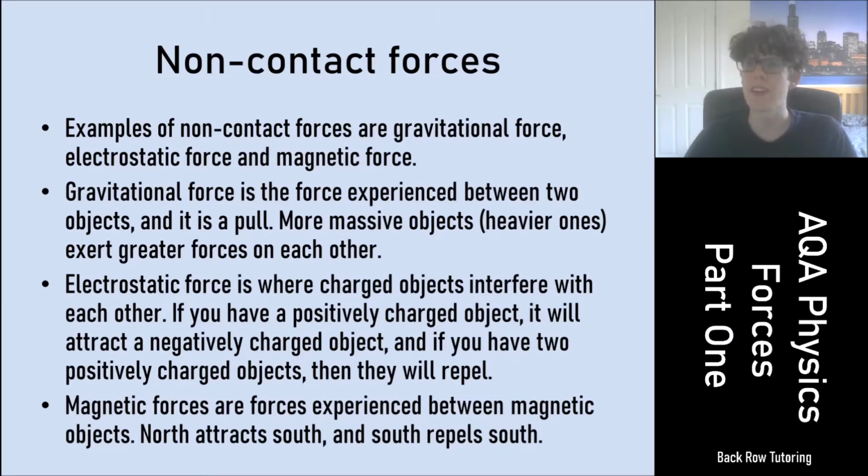Gravitational force is the force experienced between two objects and it is a pull. More massive objects, or heavier ones, exert greater forces on each other. Electrostatic force is where charged objects interfere with each other. If you have a positively charged object, it will attract a negatively charged object. And if you have two positively charged objects, then they will repel. We covered this in our electricity module. Magnetic forces are forces experienced between magnetic objects. North attracts south, and south repels south. So like poles repel, and unlike poles attract.